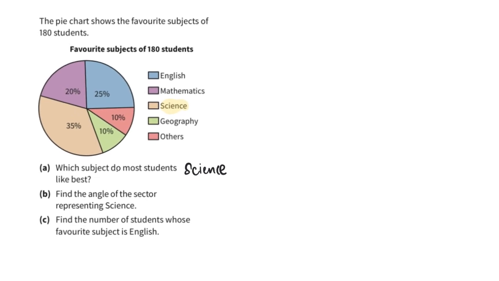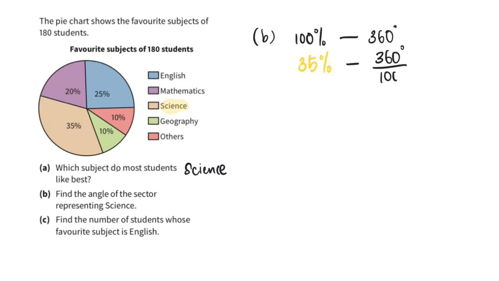Okay, so for part B, let's do some calculation. We know that one full circle is 360 degrees. That means 100% represents 360 degrees. And for Science, we are looking at 35%. So 360 degrees divided by 100 will give me 1%. Then I multiply by 35, and this will give me a value of 126 degrees.